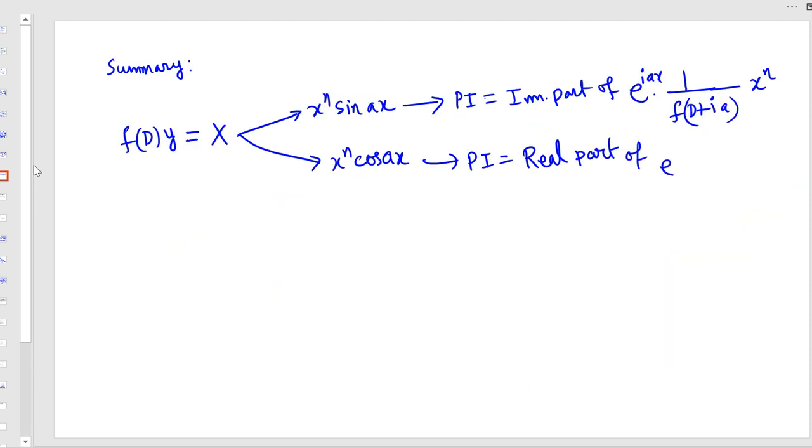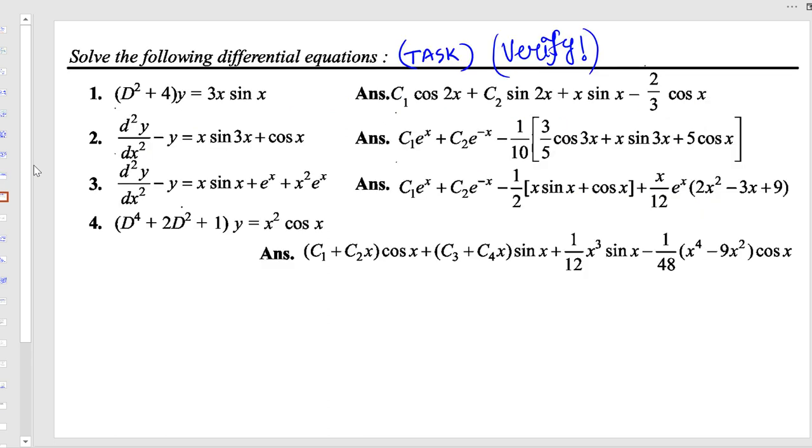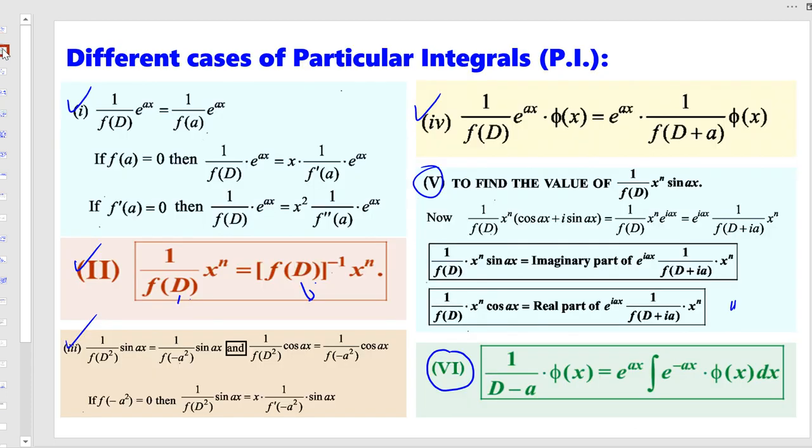So real part of e to the power i a x times 1 by f of D plus i a times x to the power n. Okay, so this is the fifth case. And then, yeah, this is your practice problem. Try to verify these four problems. Now in particular here you can see it is a mix of rule 2 and 3.